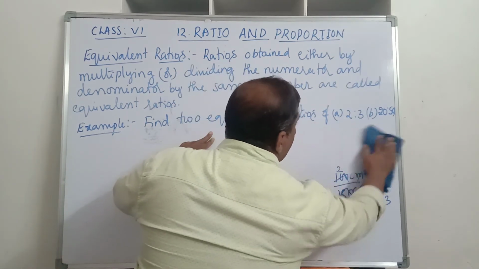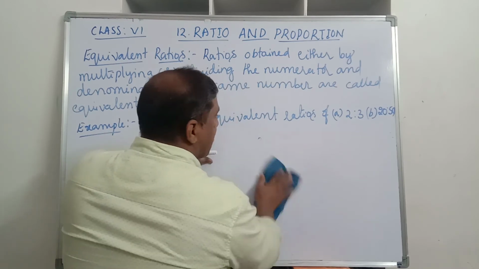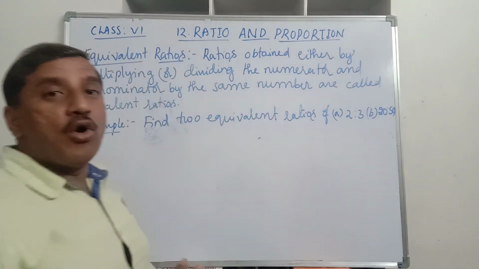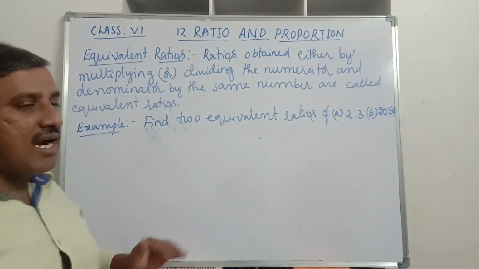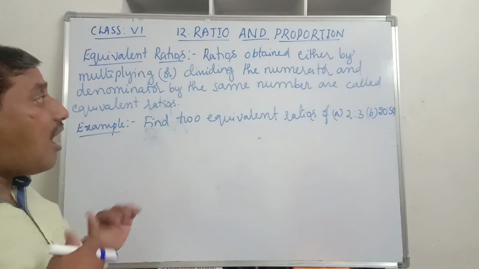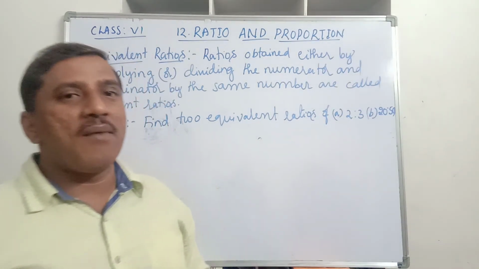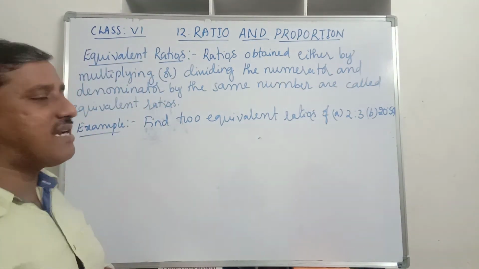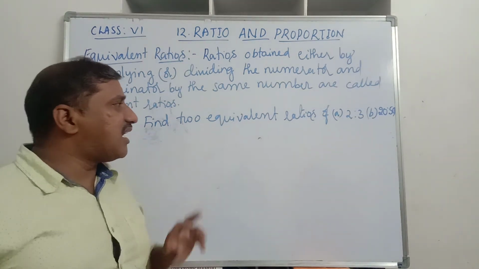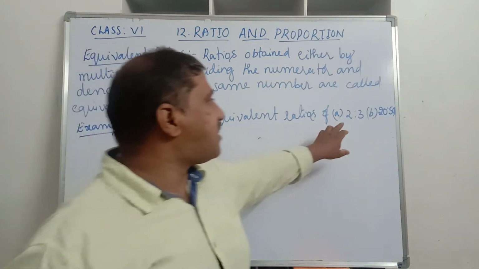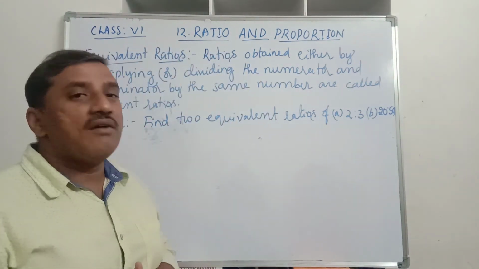Now we'll discuss how to find equivalent ratios. Equivalent ratios are obtained by multiplying both numerator and denominator with the same number, or we can also divide both numerator and denominator with the same number. We will get the equivalent ratios. Now find two equivalent ratios of A, 2 is to 3, and B, 20 is to 50.